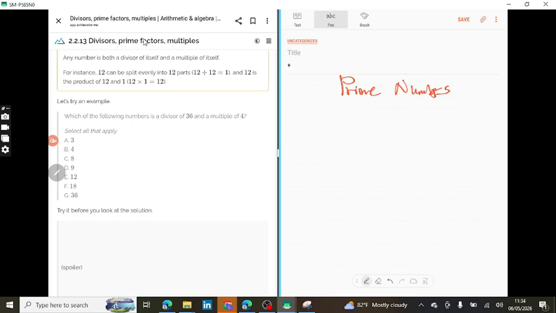Okay, only two positive factors, one and itself. That's good. So it would have been good, instead of saying positive numbers, to maybe say integers. Integers are not just numbers, right? We didn't say prime integers. Prime numbers are integers. All prime numbers are integers.